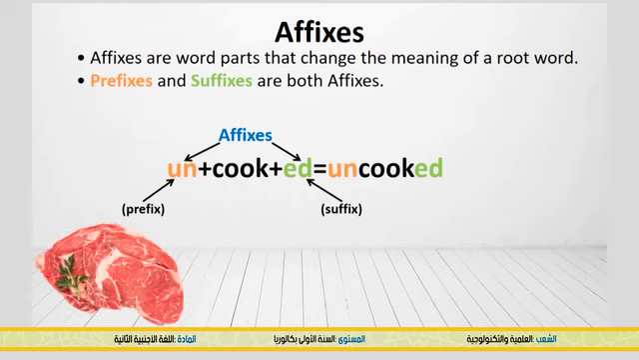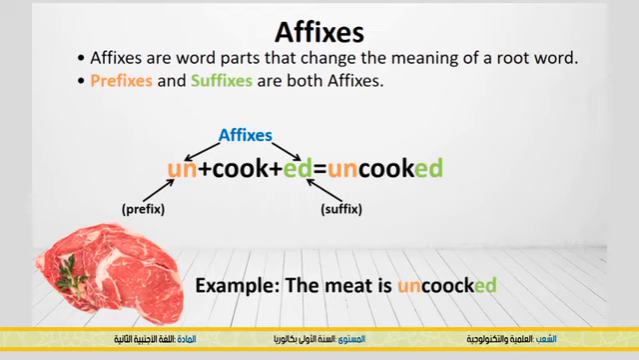An example: the meat is uncooked. So prefix means before and suffix means after. They can be one letter or many letters. A prefix is a letter or some letters that come before the word, and a suffix is a letter or some letters that come after the word.